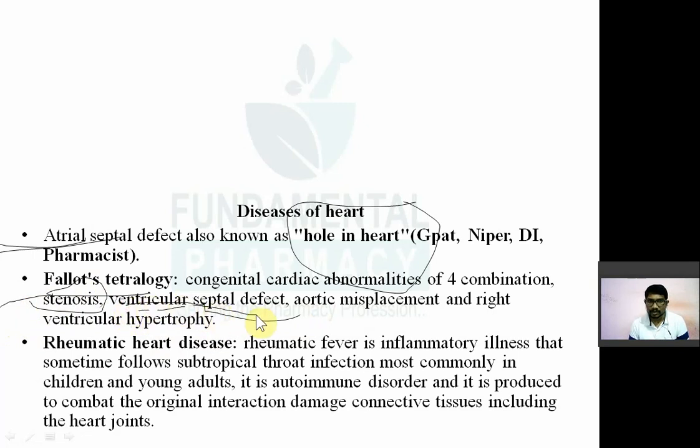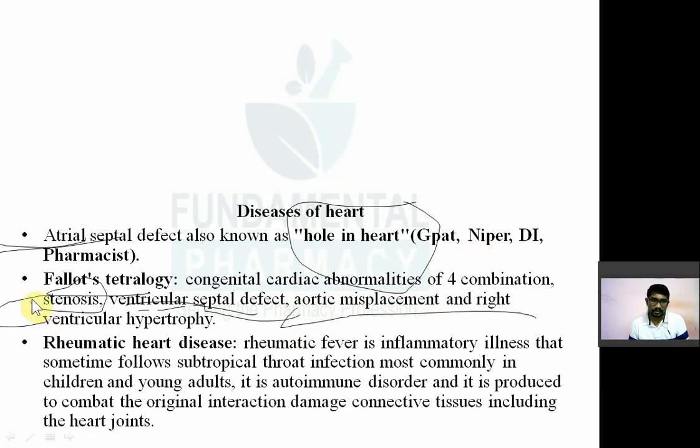Aortic misplacement. Aortic misplacement means कुछ लोग, कुछ सब्जेक्ट का हार्ट जो है वो रॉन्ग साइड में, जैसे मोस्ट ऑफ द लोगों का, most of the people will have heart on left side. There are few people who have heart on right side. So aortic misplacement and right ventricular hypertrophy. So that is Fallot's tetralogy.